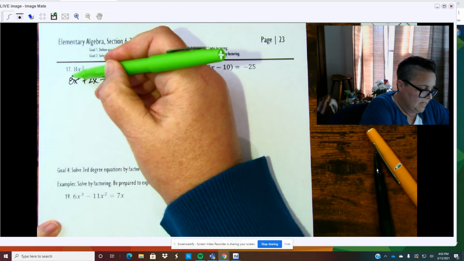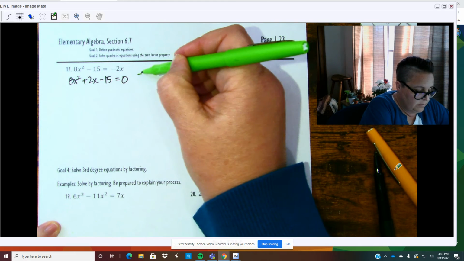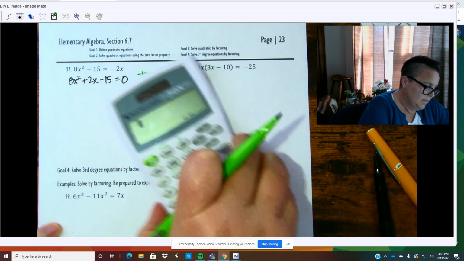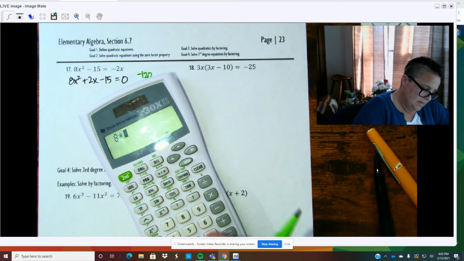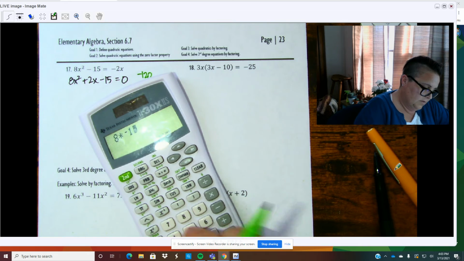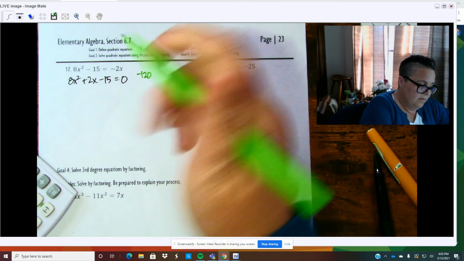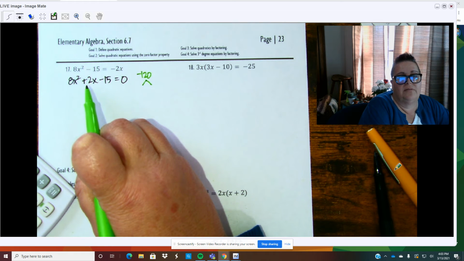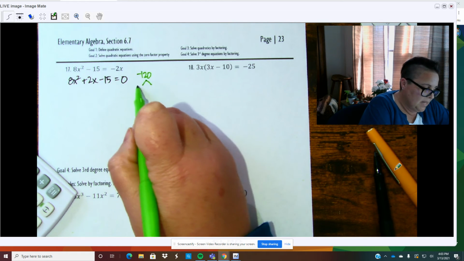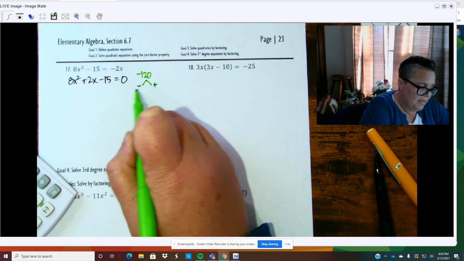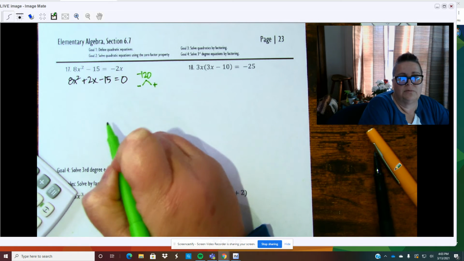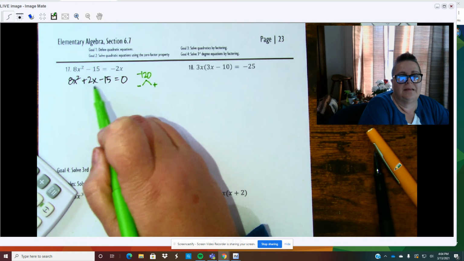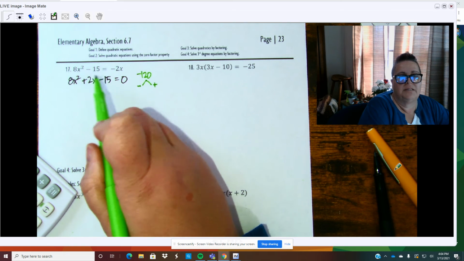So I've got 8 times a negative 15 would be a negative 120. If you're not sure of that, you've got a calculator. You can use it. So 8 times negative 15. Yep, negative 120. Factors of a negative 120. Note that the middle term is positive. So one factor needs to be negative, one factor needs to be positive, as determined by having a negative 120. I know the positive will be bigger because when I add them together, I end up with a plus 2x.